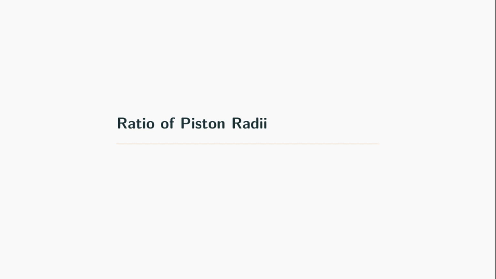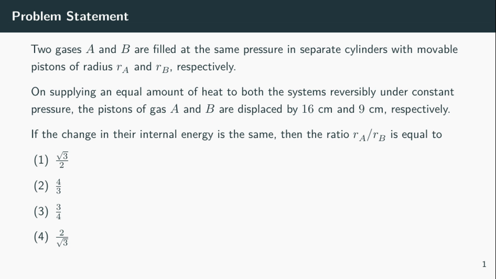Alright, let's dive into this problem. We are looking at a scenario with two gases, A and B, each in its own cylinder with a movable piston. They start at the same pressure. So here's the setup. We have gas A and gas B in separate cylinders. Both have pistons with radii Ra and Rb respectively. An important detail is that the pressure is the same for both initially.